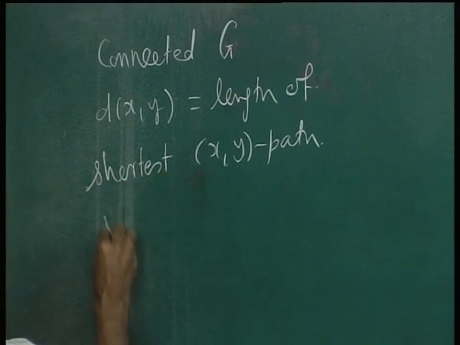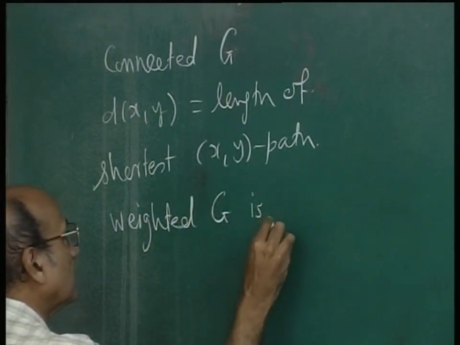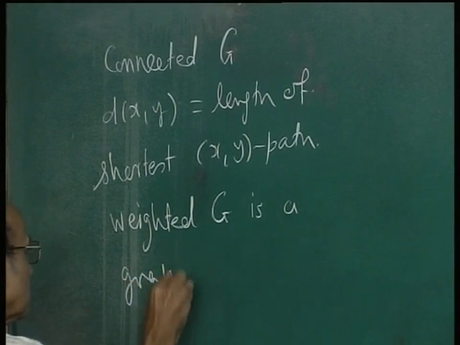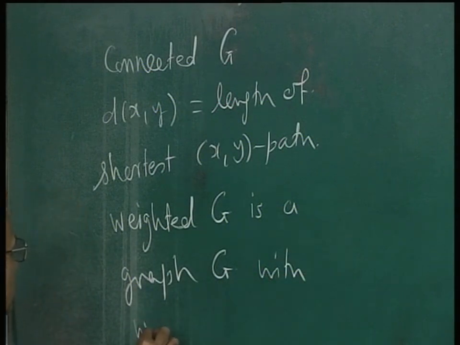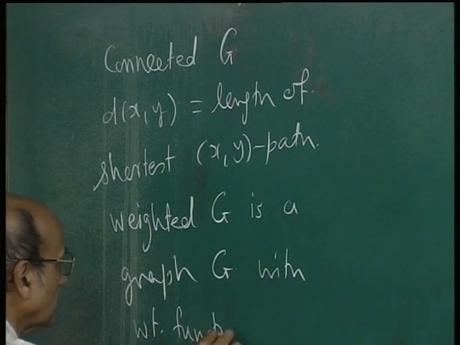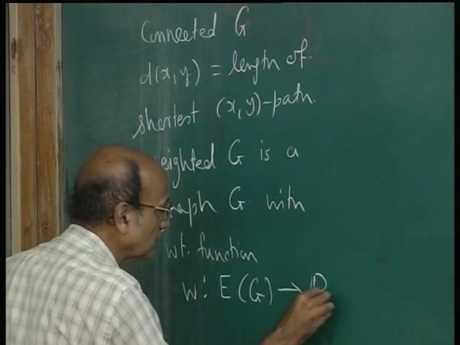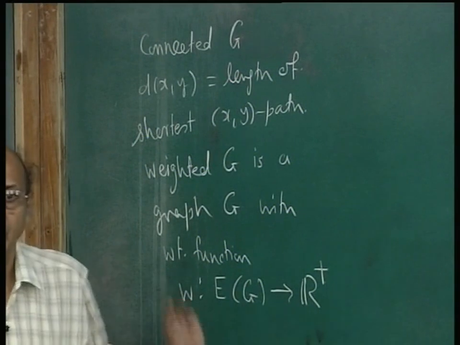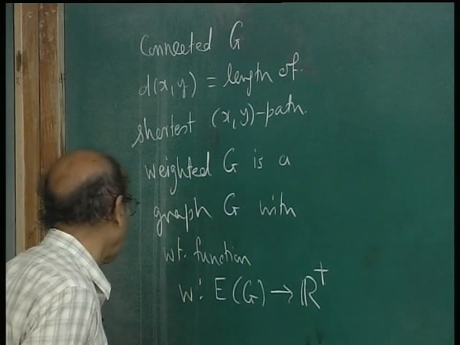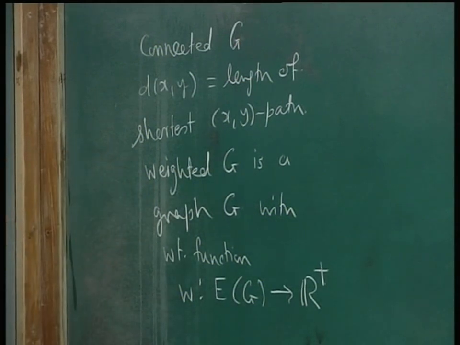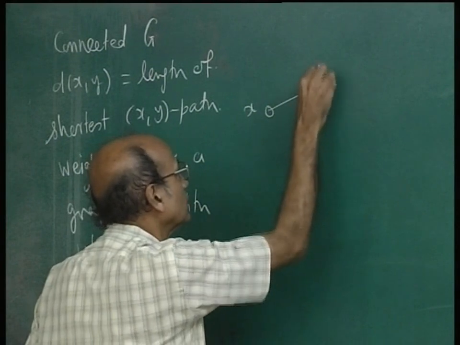So you're given a graph with a weight function from the set of edges of G to non-negative real numbers. That's an example.